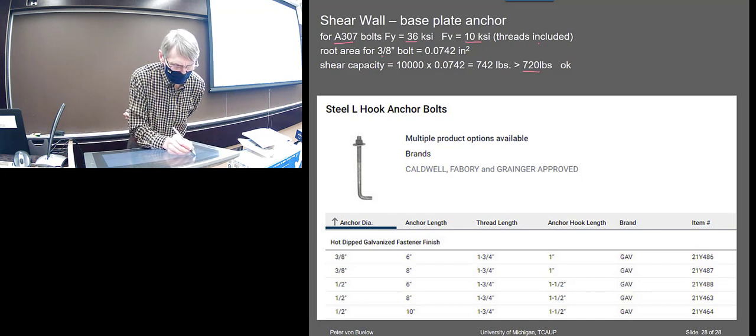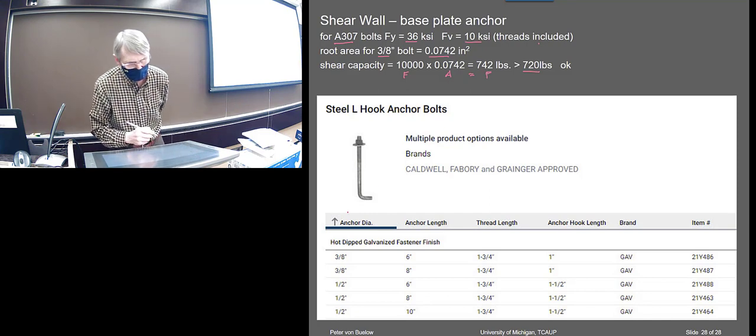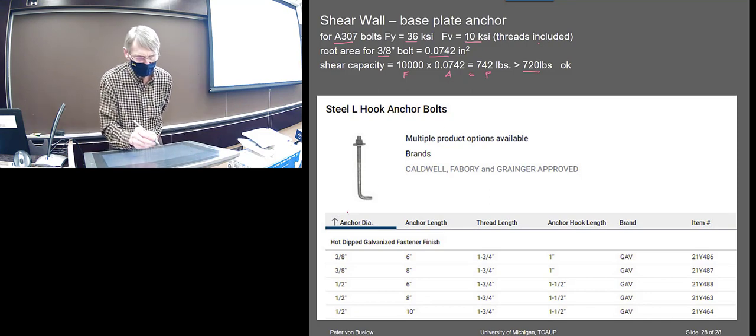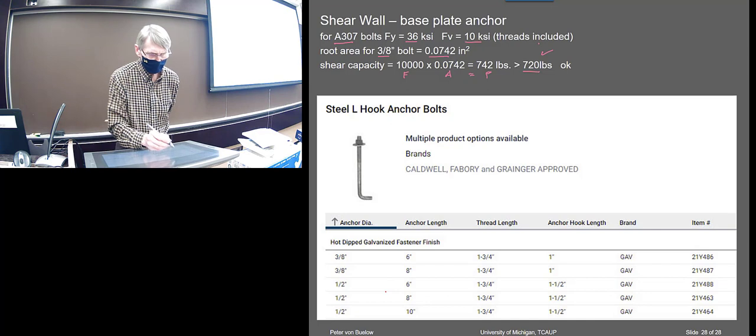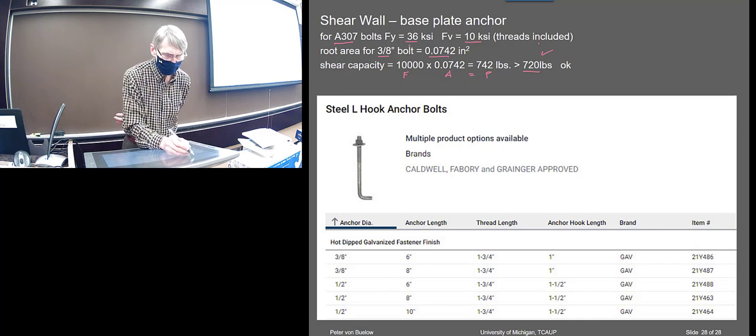And for a 3/8 inch bolt, that's the area. So shear capacity, the F times A, is equal to P. So that would be the strength, 742, and we only need that, so we got it. So that would be that bolt, 3/8 inch bolt.